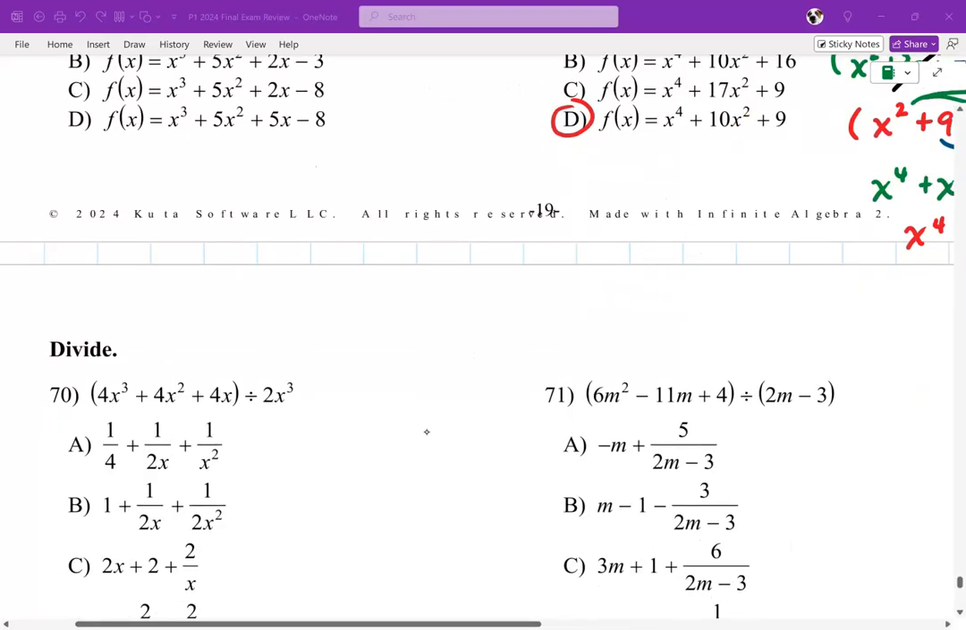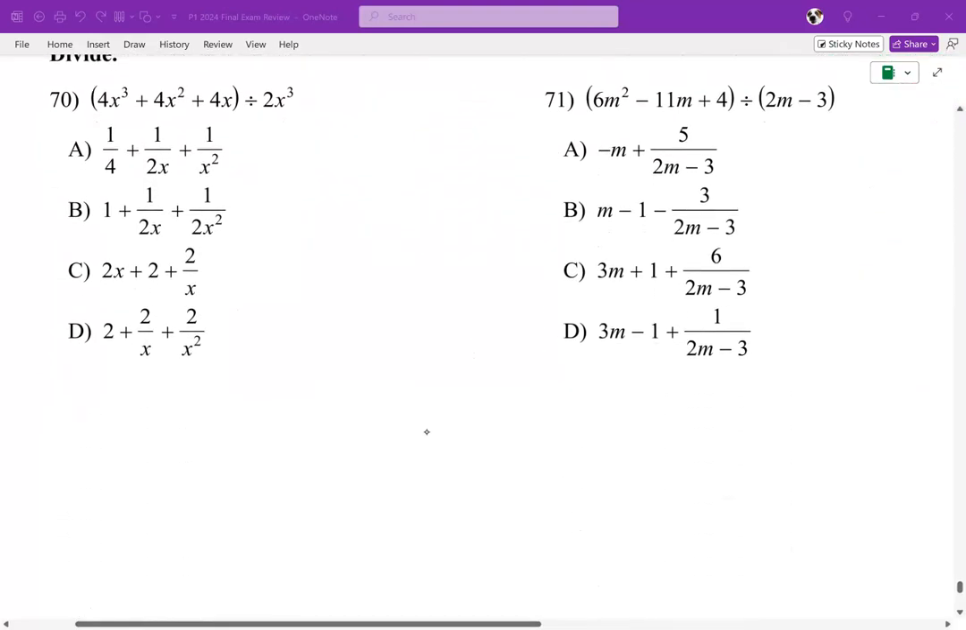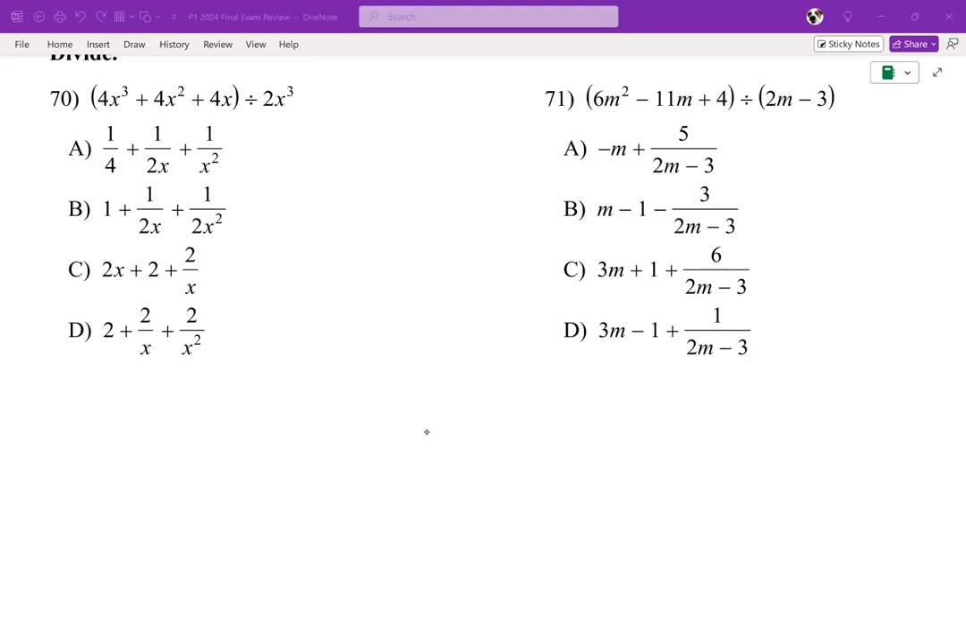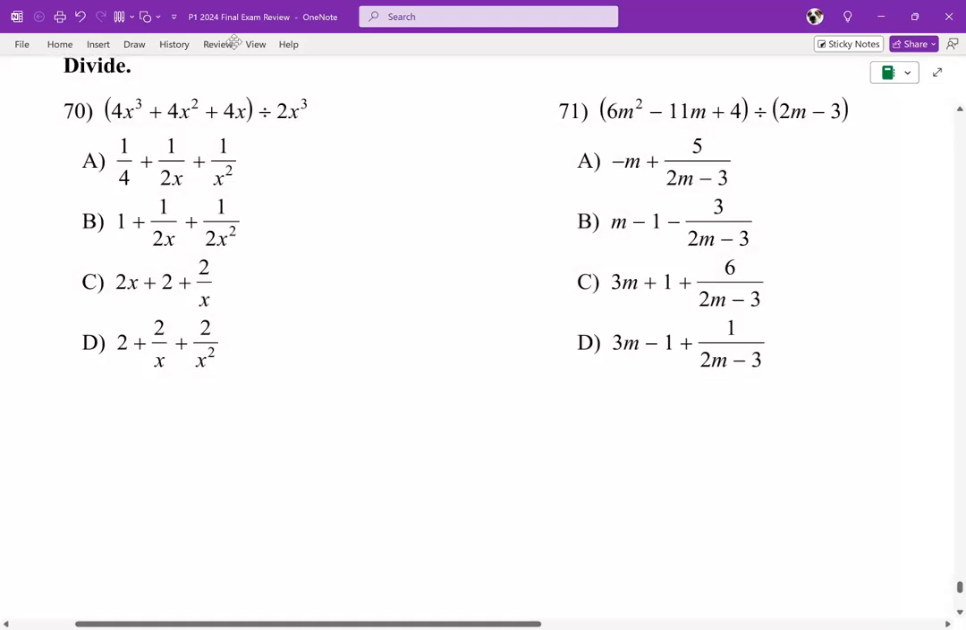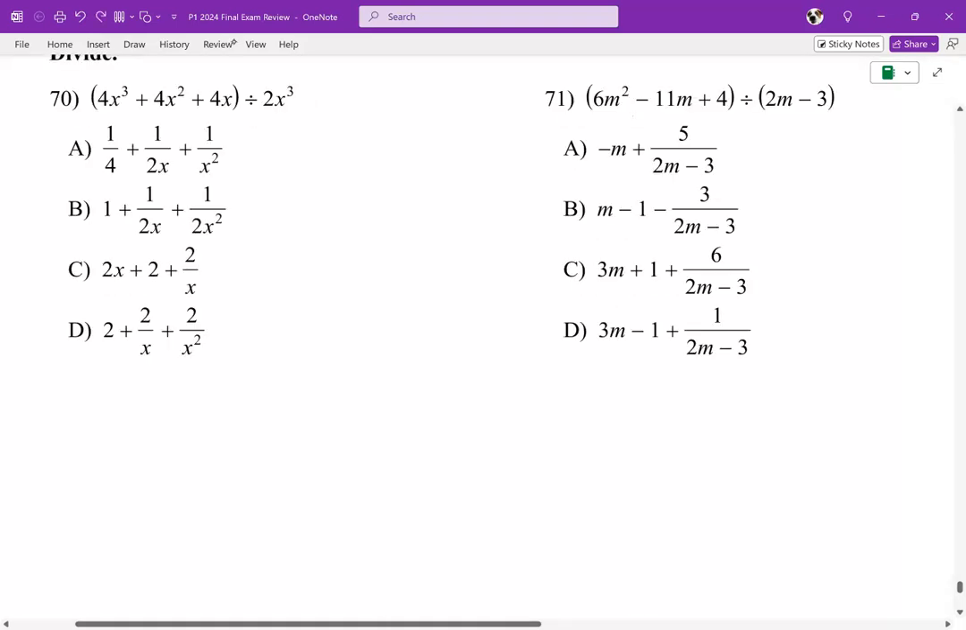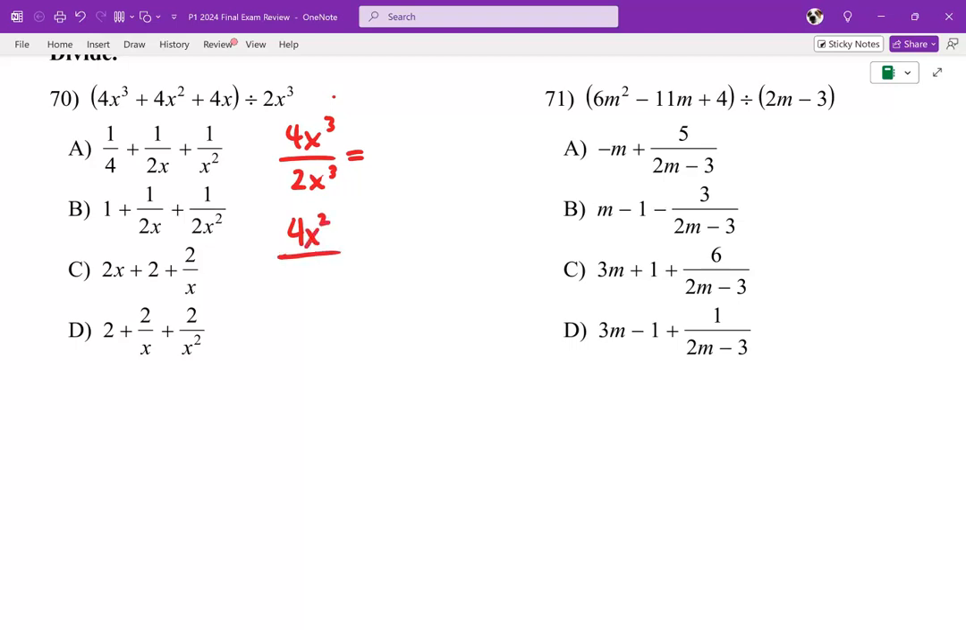Number 70. All right. So for 70, we're dividing by a single term, not by a binomial. So this is not long division. This is what we call the short division, right? So you're basically going to get every term. So 4x cubed divided by 2x cubed. We're going to get 4x squared, and we're going to divide it by 2x cubed. And then we're going to get 4x, and we're going to divide it by 2x cubed.